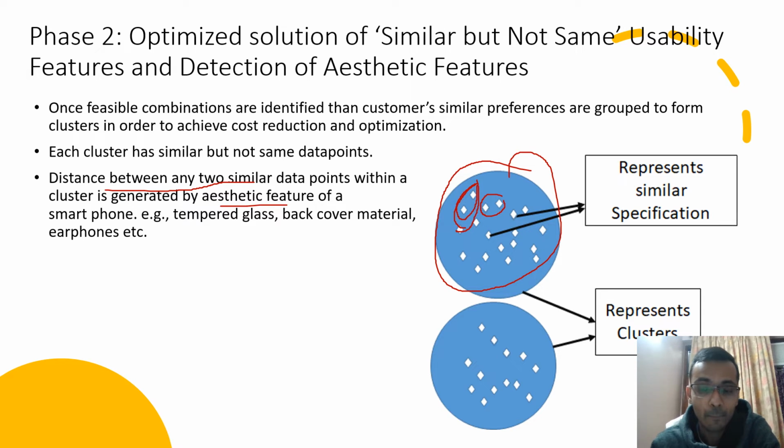Aesthetic features, in a mobile device, could be tempered glass, the quality of the back cover material, or the quality of the earphones. All of these add to the aesthetic value of the mobile device. So it's about finding the optimized solution for the similar but not same usability features, and on that basis we do the groupings, and on the basis of groupings we identify the similar users, similar data points, and they are differentiated on the basis of the aesthetic features.